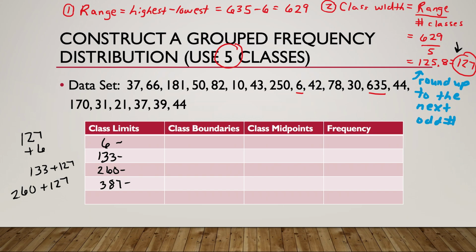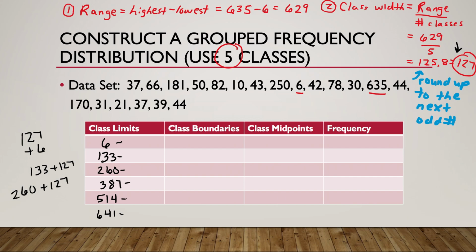And then 387 plus 127 gives me 514. And then I'm going to add 127 one more time to give me 641, and I'm going to tack that on at the end, and you'll see why in just a second. Okay, so again, just to sum that up, we're going to start with our lowest value, which is 6, and we're going to add our width over and over again until we complete the left-hand side of that column.